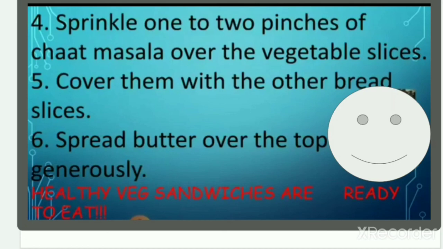Now cover them with the other bread. You have to cover the bread in which you have put all the ingredients with another bread. Then spread butter over the top. After putting the two breads together, you will put a little bit of butter if required. Now the healthy veg sandwiches are ready to eat. Wow, now our healthy veg sandwich is ready to eat.